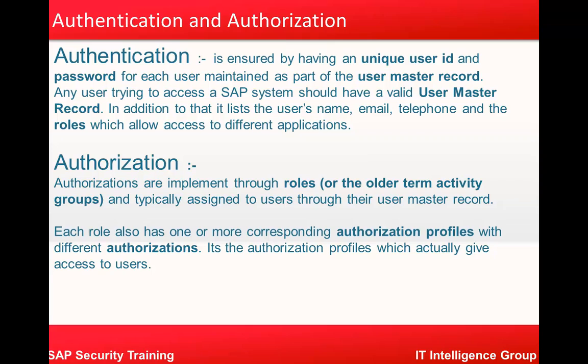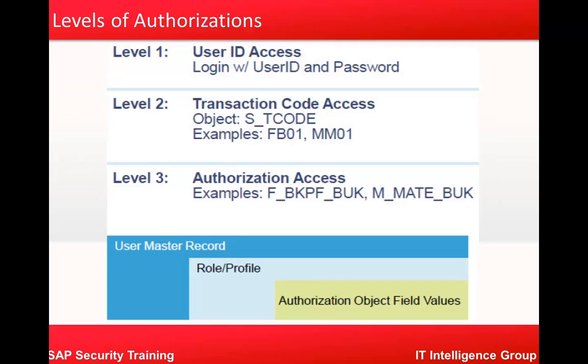So these are the two most important terms in SAP security. Authentication is basically giving the user access to connect and log into the system. That is, the person is authenticated to log into the system, and authorized means being able to perform transactions. So there are different levels of authorizations. First, user ID access, that is using user ID and password.